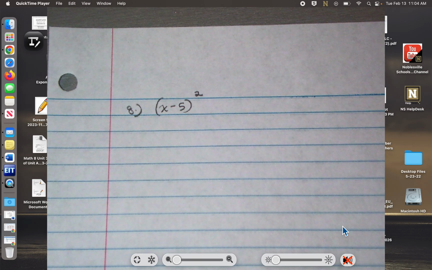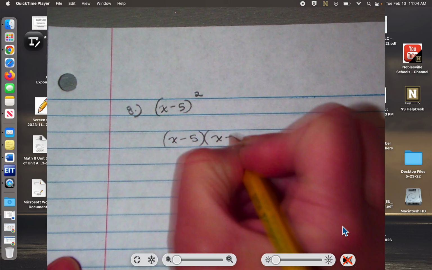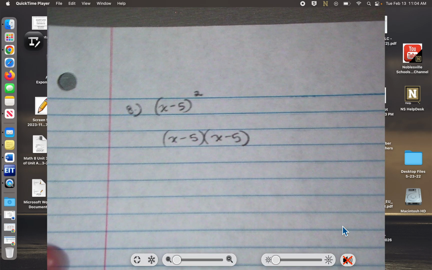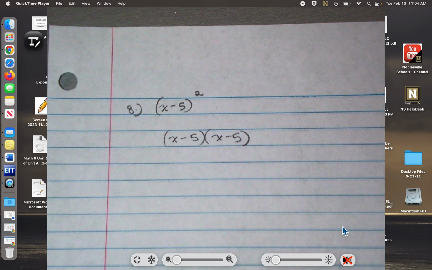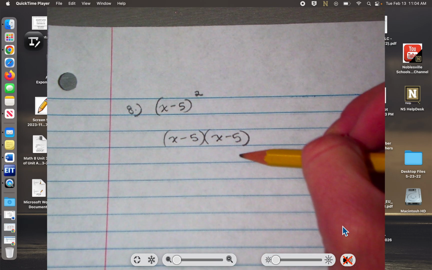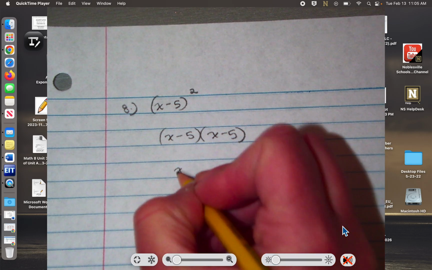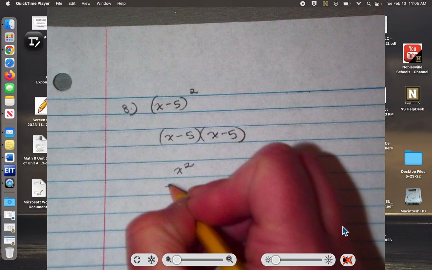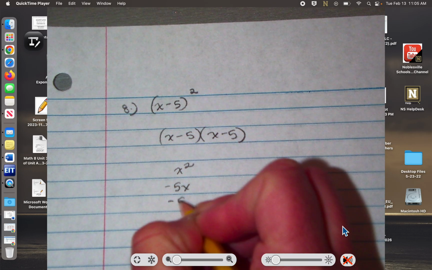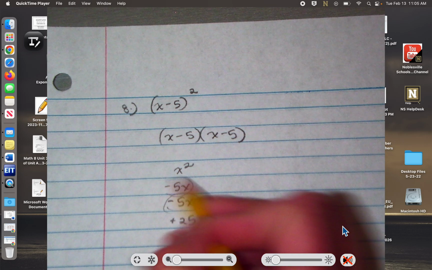So if it says x minus 5 squared, we're going to rewrite that as x minus 5 times x minus 5. Okay, because you are going to get something different than x squared plus 25. That's not how it works, right? So you have to rewrite it as the quantity times itself. So then when I multiply, I'm going to get x squared, I'm going to get negative 5x, and plus 25. These can be combined.